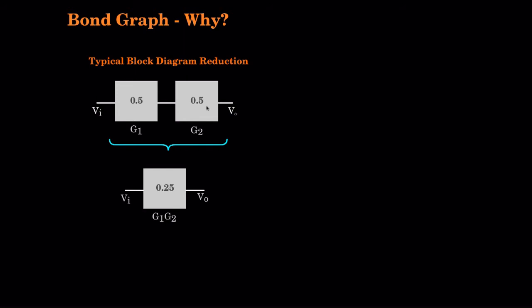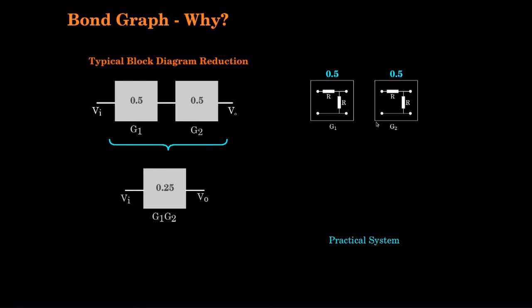Now, look at this particular example and then see what happens in a practical system. Now, let us say I replace this block with a real system, a simple attenuator of 0.5, or R equal, and I have another attenuator, and I will be connecting them together like this, and this is a series connection. Okay. So, this is Vi and this is V naught. What will be the voltage at this point?